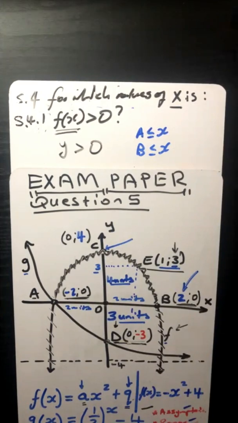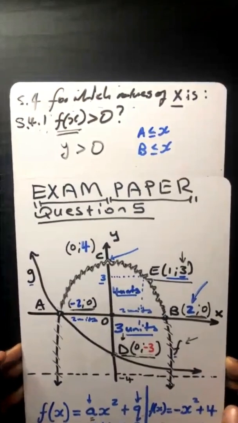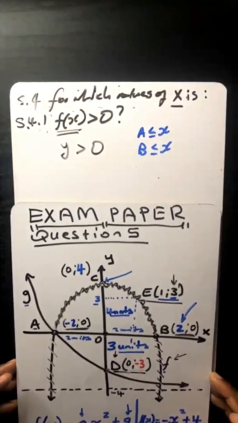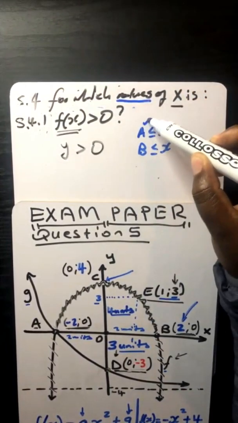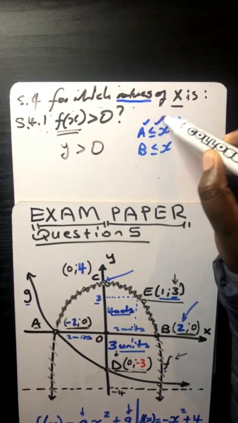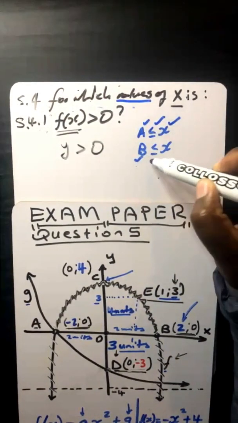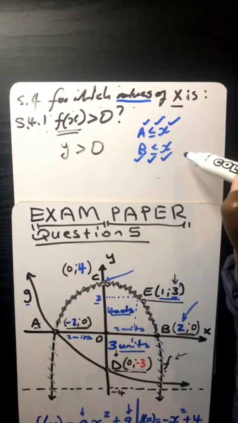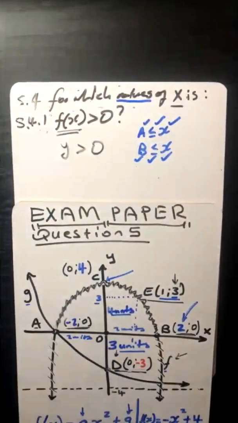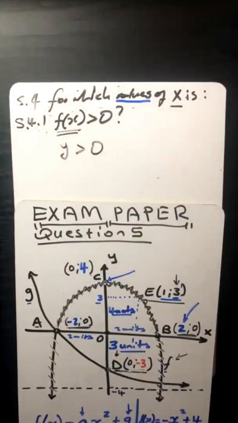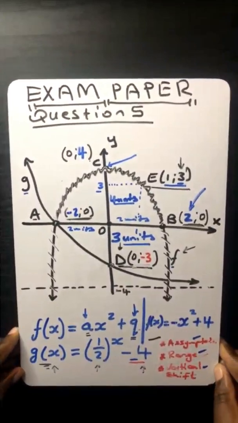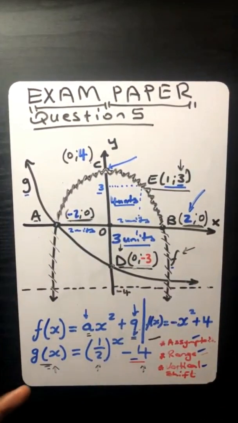Is this what you said, Madam Speaker? Yes. Okay, so let me answer this question, guys. Remember, they said for which values of x. So a is not a value, x is not a value. This is an inequality sign. B is not a value, that is not a value, this is not a value. So that means you haven't attended the cream of the question. So guys, in answering this question, it's easy. You know it, but you just don't know how to answer the question.